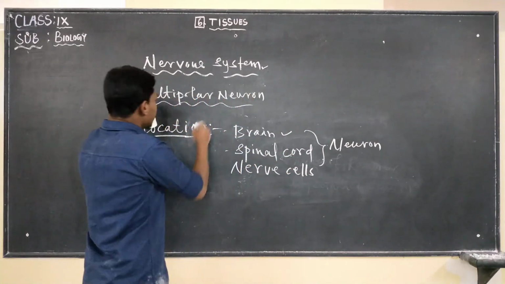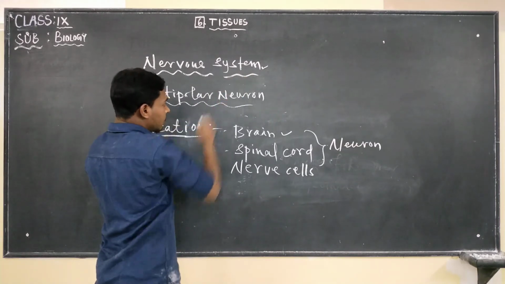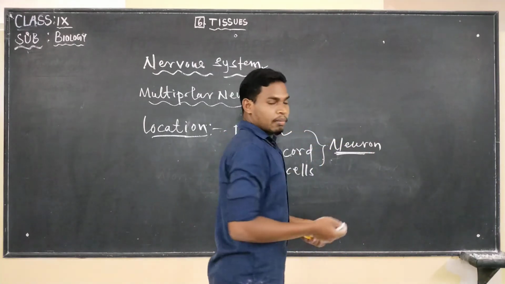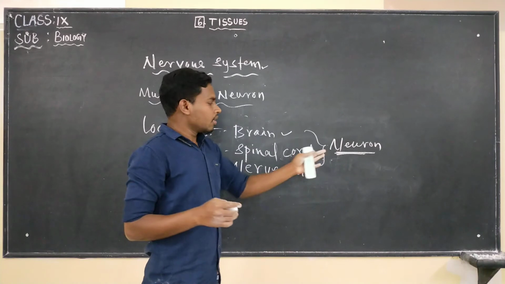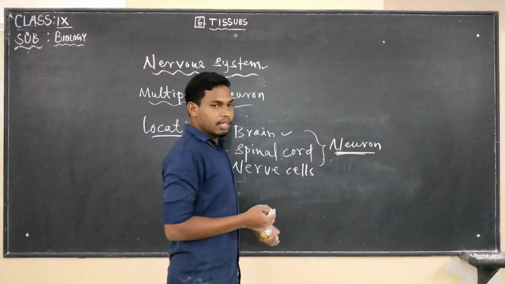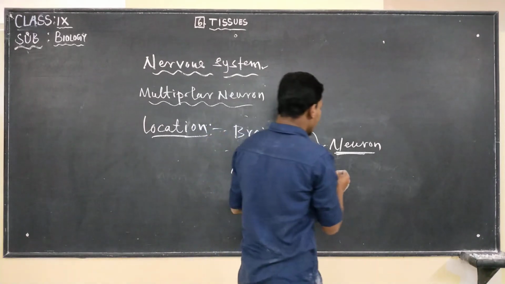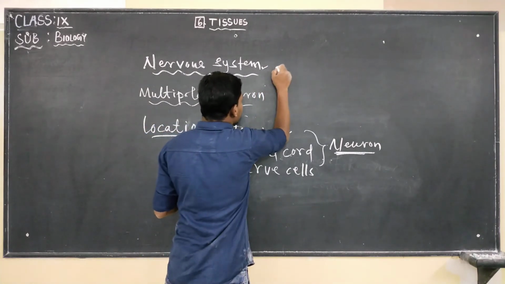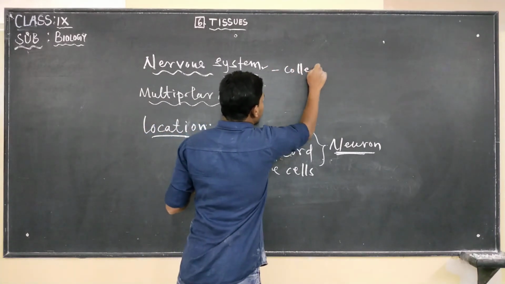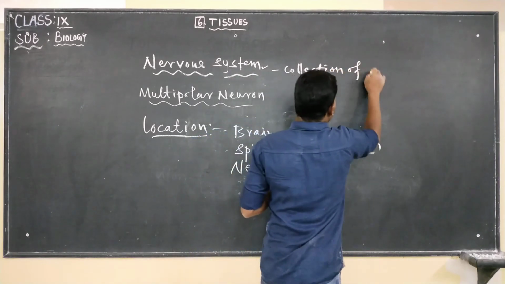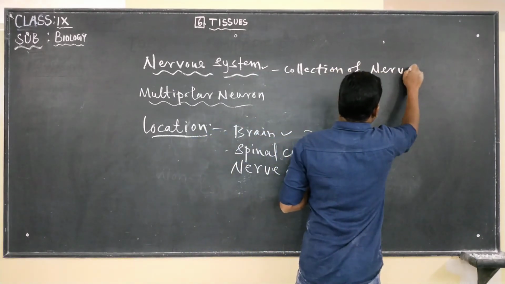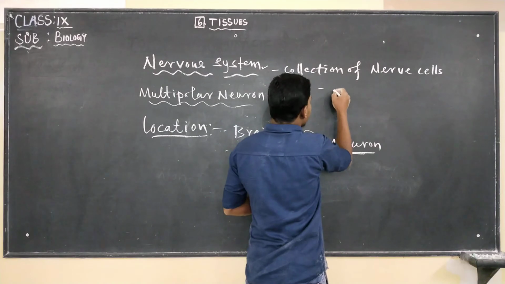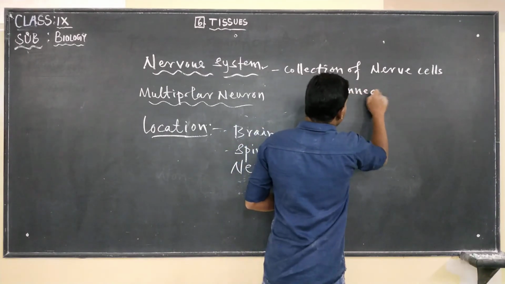Okay, and if we see nerve tissue, it is a collection of neurons. That means it is a bundle of neurons. How is this collection of neurons formed? It is formed by connective tissue. So nervous tissue, in simple terms, is a collection of nerve cells. How are they collected? It is with the help of connective tissue.